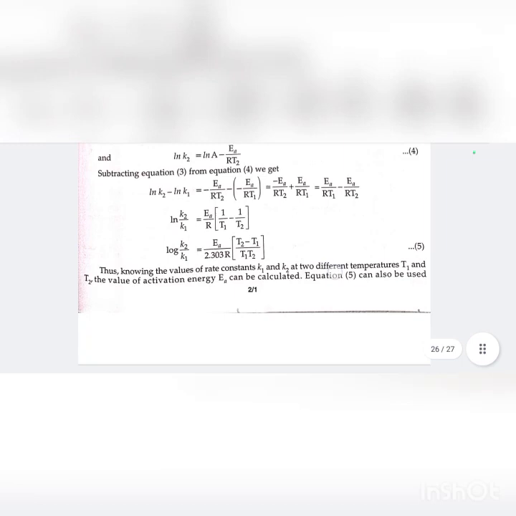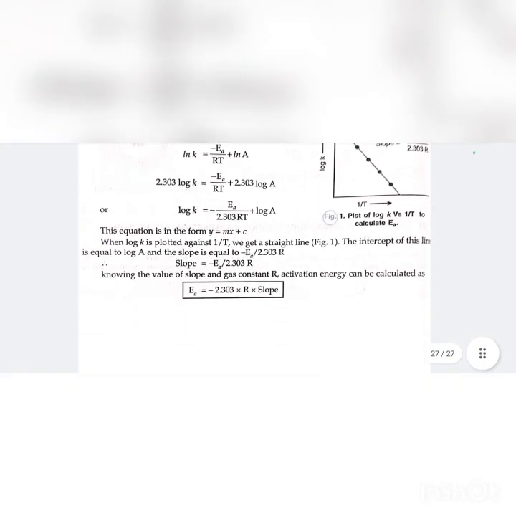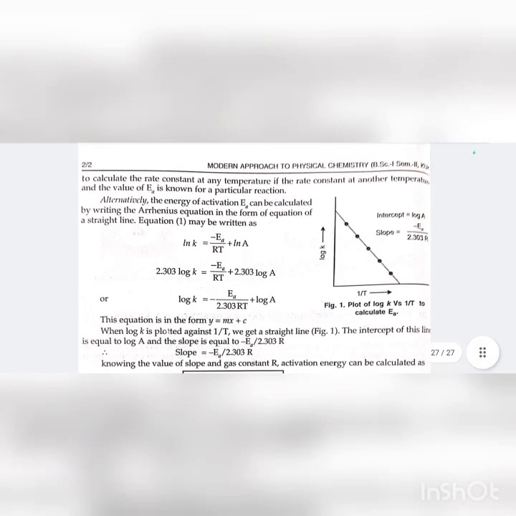So we will get log k2 by k1 is equal to Ea divided by 2.303 R into T2 minus T1 divided by T1 into T2. Thus, knowing the values of rate constants k1 and k2 at different temperatures T1 and T2, the value of activation energy can be calculated. Equation 5 can also be used to calculate the rate constant at any temperature if the rate constant at another temperature and the value of activation energy are known for the particular reaction.